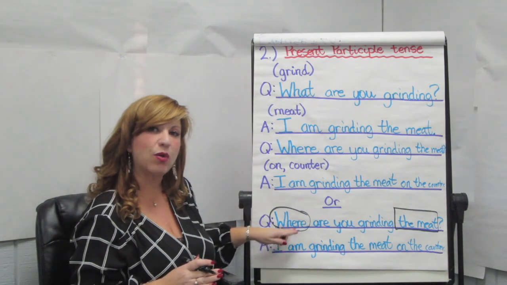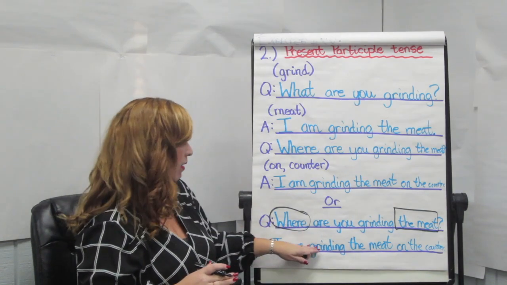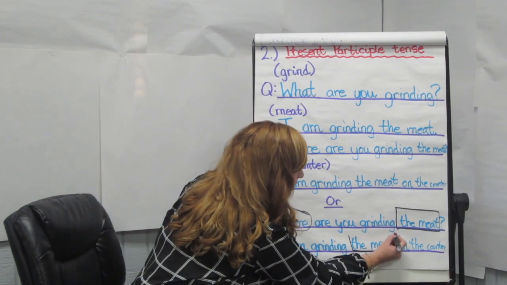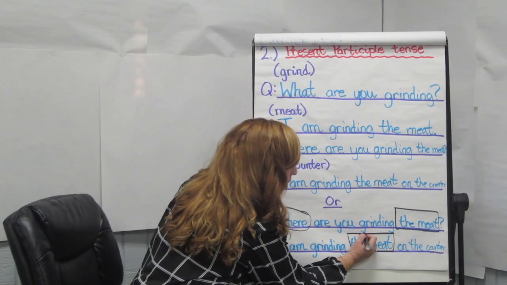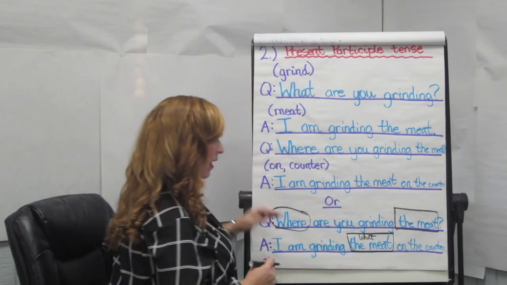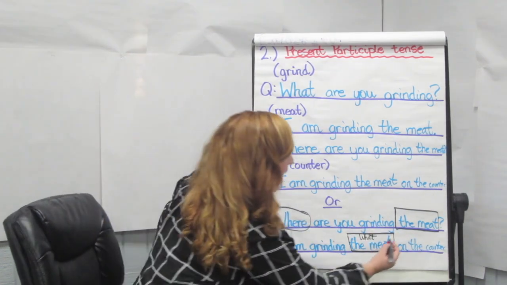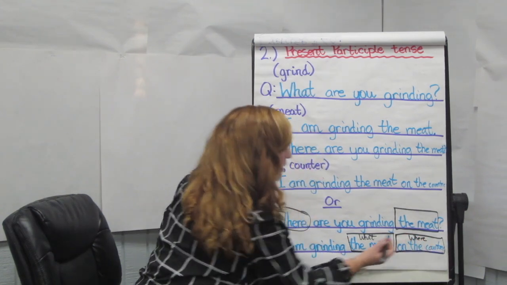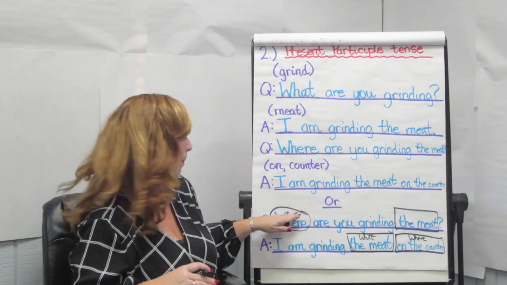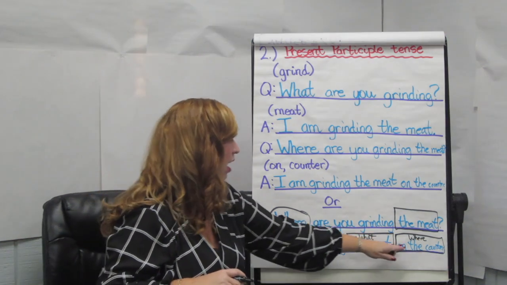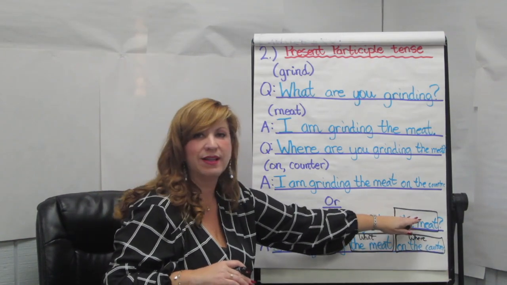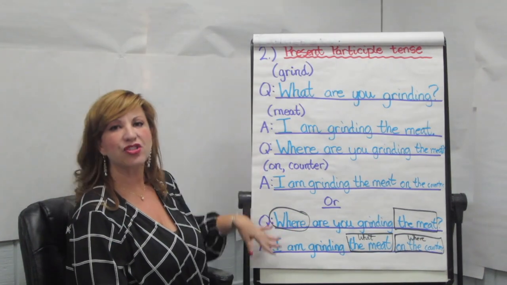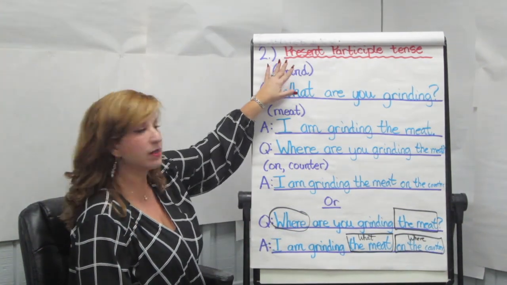Now, when I address the question with my answer, I am grinding the meat. So again, this is the what. So this part is answering the what. On the counter is actually answering the where. So you can see that we're addressing both. Where? On the counter. What? The meat.